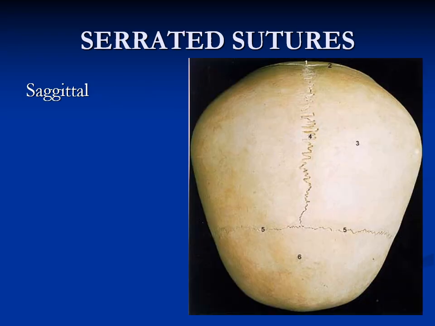Next, the serrated suture, in which you have seen typical saw-like projections of bone and then depressions. You can see the zigzag margin of one bone, and the other bone shows the same reciprocal saw-like margins. This is the suture between the two parietal bones, the sagittal suture. The sagittal suture is a typical serrated suture, showing saw-like margins which fit together making that joint.